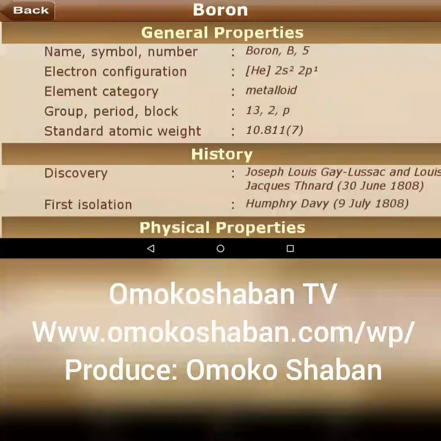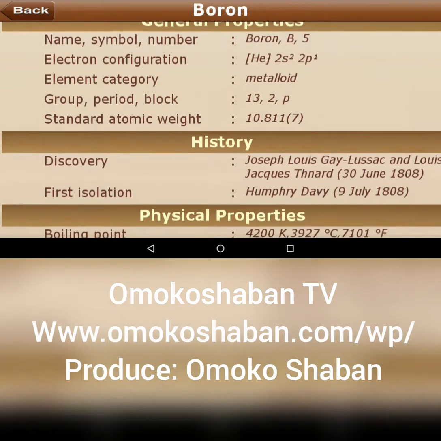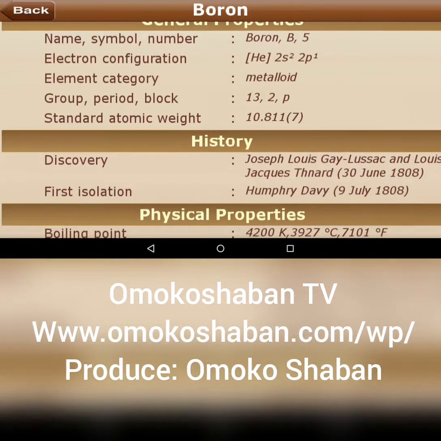Boron again. Boron has the general property named boron, symbol B, and has an atomic number of 5. It has an electronic configuration of [He] 2s2 2p1. The element category is metalloid. Boron is found in group 13.